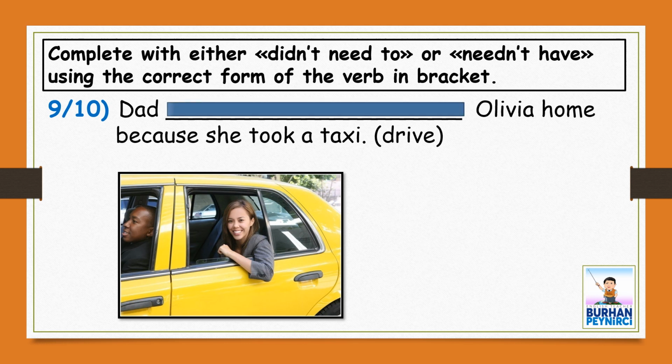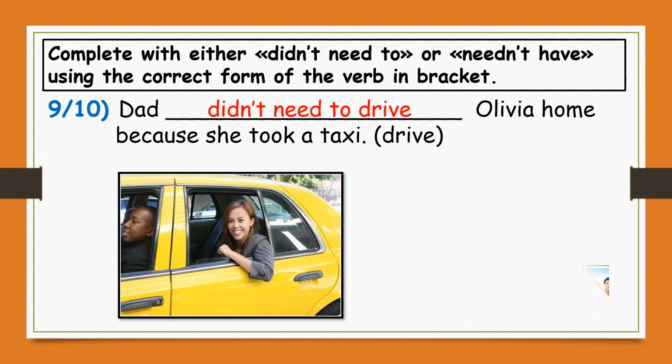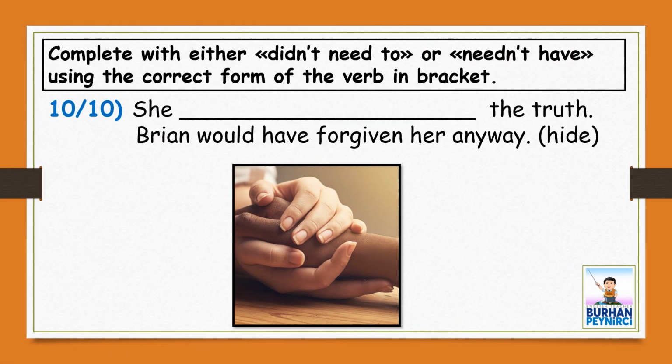Question number 9. Dad didn't need to drive Olivia home because she took a taxi. Question number 10. She needn't have hidden the truth. Brian would have forgiven her anyway.